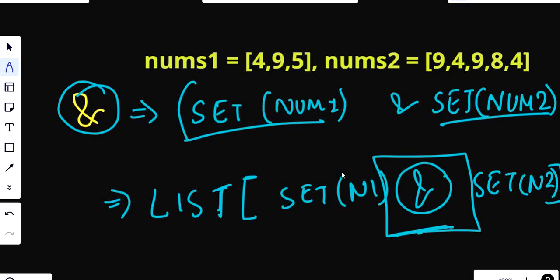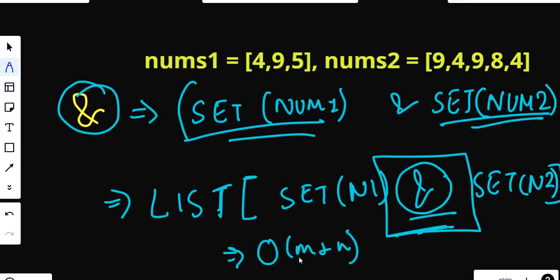The time complexity of this approach would be O(m + n), because we have transformed both the arrays into sets firstly and then we are checking the intersection. So we are traversing both the arrays to convert them into sets, and then we are going through both the sets for intersection. So time complexity is O(m + n), and space complexity is also O(m + n) because we are creating two sets. The first one is of length m and the second one is of length n, so the space complexity will be the same. So this was the first built-in approach.